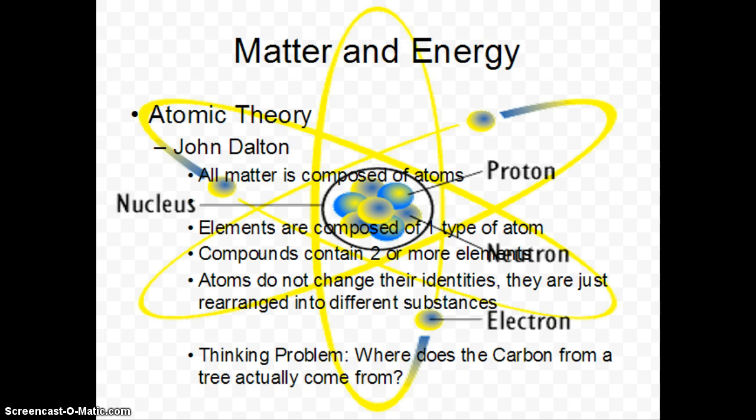When we look a little bit further, we start talking about elements. Elements are composed of one type of atom. Compounds contain two or more elements. Now, most of our world is based on compounds that have combinations of elements that bond in different ways. But the key part to this is that atoms do not change their identities. They're just rearranged into different substances. So a thinking problem that we'll discuss in class is, where does the carbon from a tree actually come from? In other words, where does the building block of it actually come from?